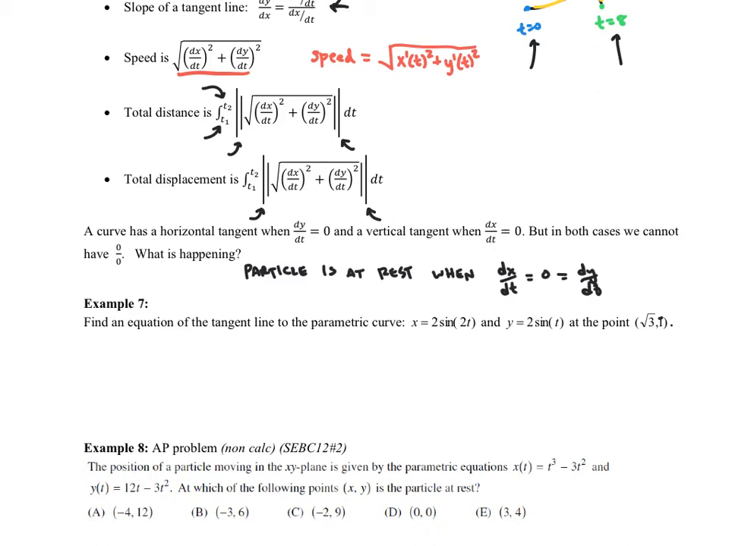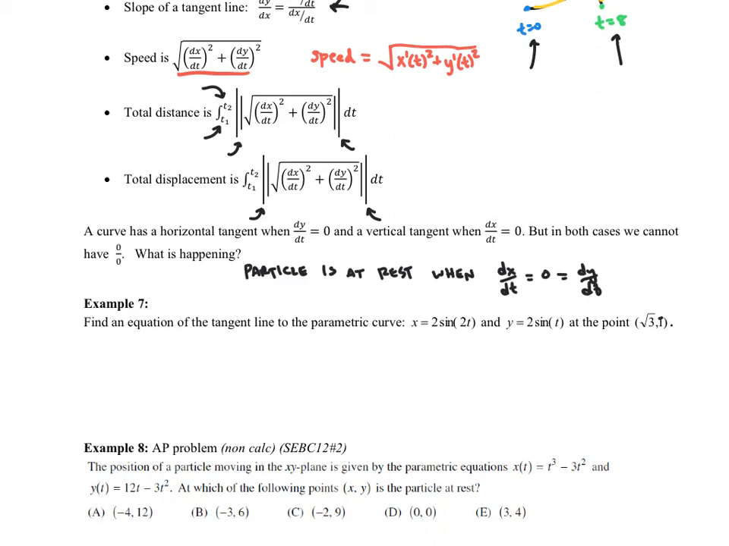All right, let's apply this information to an example. Let's find an equation of the line tangent to the parametric curve x(t) equals 2 sine of 2t and y(t) equals 2 sine t at the point (square root of 3, 1). Okay, so the first thing I need to know is the time at which the parametric equation is located at the point (square root of 3, 1).